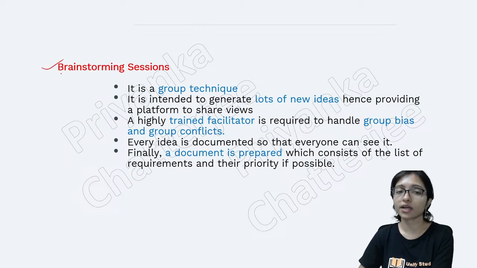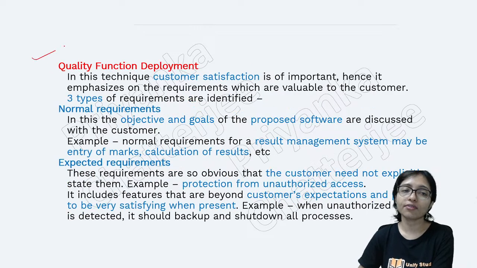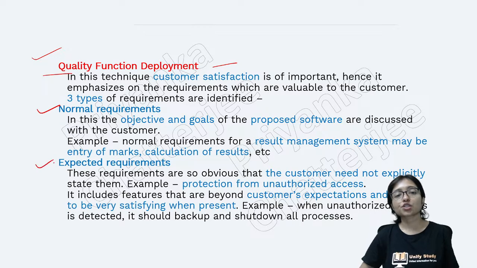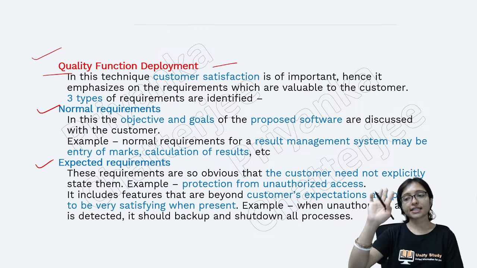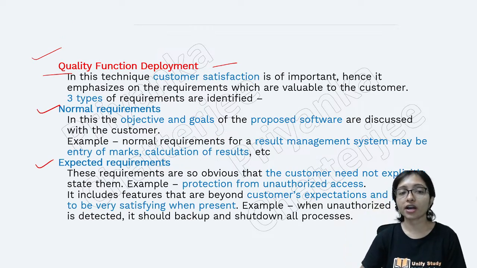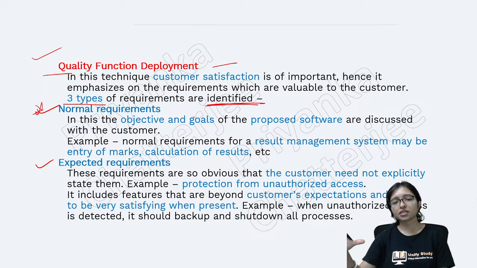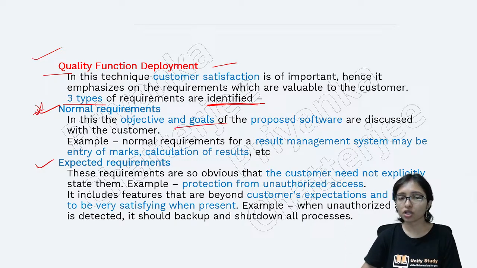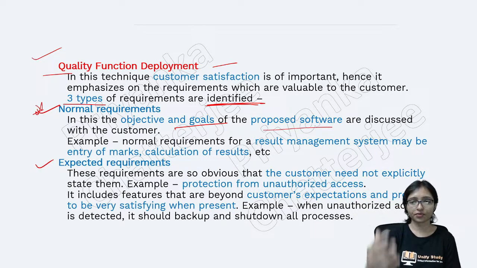What is brainstorming? What is facilitated specification technique? Quality function deployment has three types: normal requirement, expected requirement, and exciting requirement. These are the three quality functions. Three types of requirement can be identified. Normal requirement means normally what is your objective and goal. That is called the normal requirement. The purpose of the software: why you are going to build the software.